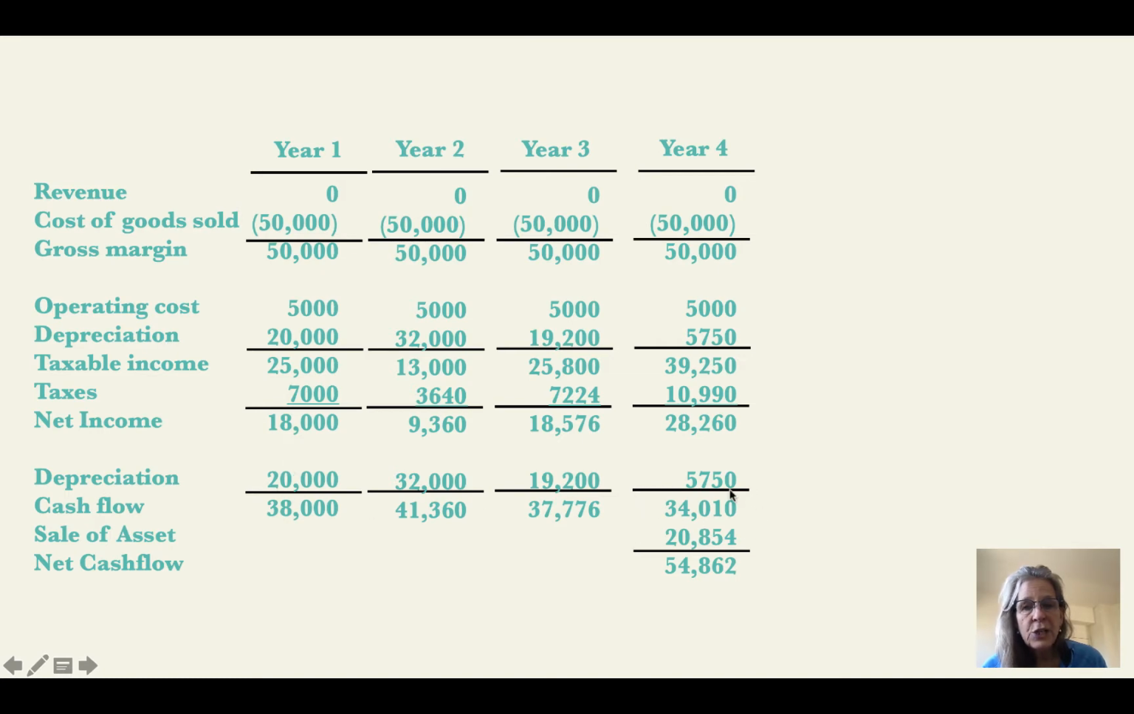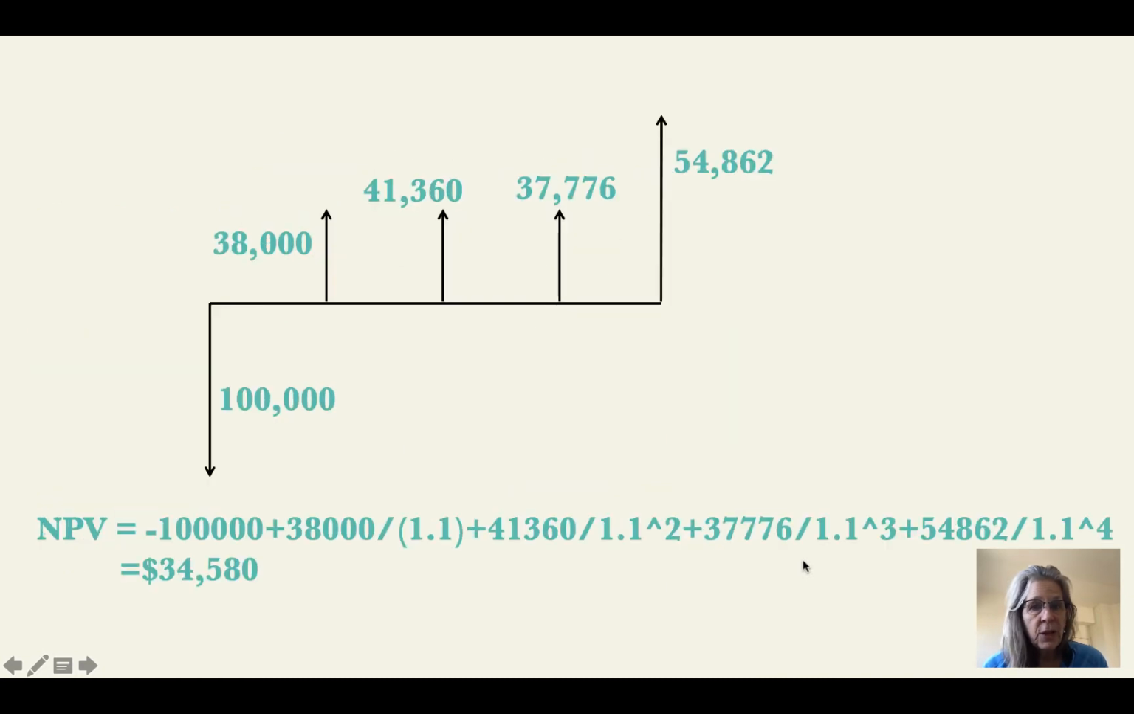In the last year of this project, I have the sale of the assets, or the after-tax salvage value of $20,854 that I calculated on the previous slide. I add those two together and I get $54,000. If I look at the cash flows, this is what it looks like. That's the cash flow from the previous slide, laid out on the cash flow diagram, and then I do a net present value calculation to get the net present value of $34,580.